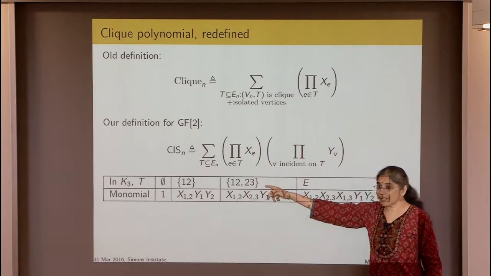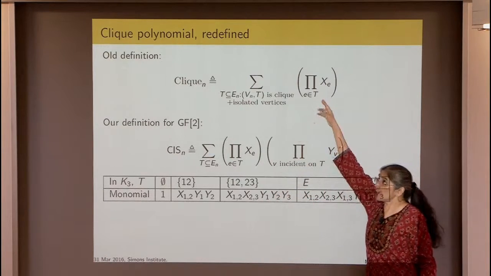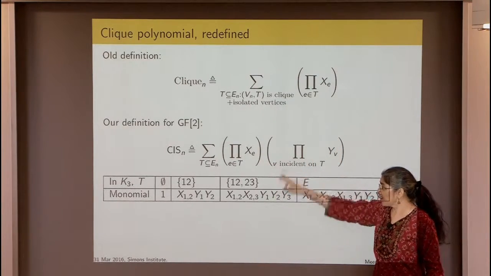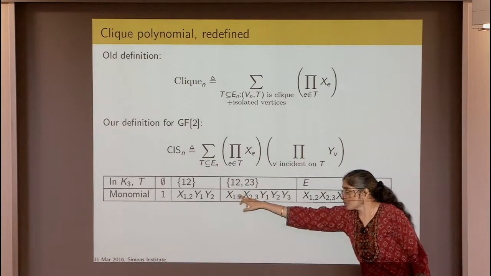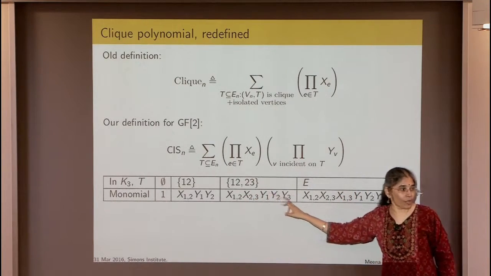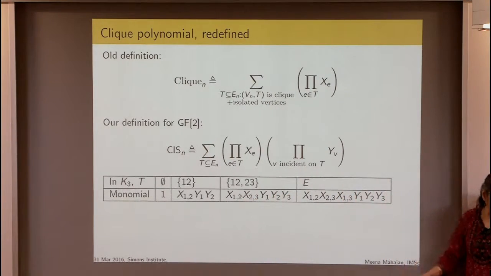So I have an edge set with 2 edges. It would not have qualified in the old definition at all, but in the new definition this also contributes a monomial with those 2 edges, but the 2 edges touch all 3 vertices, so I have all 3 y variables. So I've thrown in extra monomials, and the idea is that by throwing in these extra monomials, you can use them somehow in the computation to make the overall computation easier.